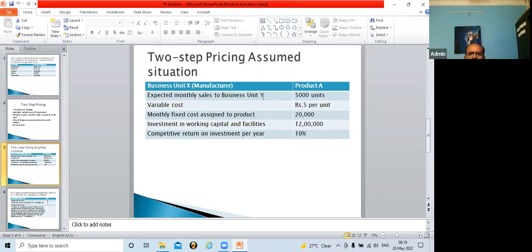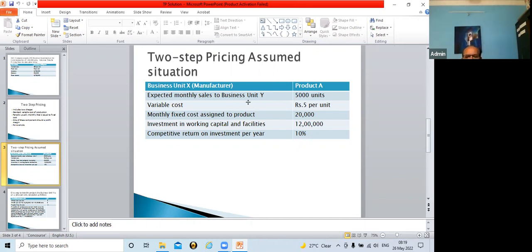So this company is having two units. Which are those two units? Unit X and unit Y. Unit X produces product A, and that product A is being sold to unit Y. And they expect monthly sales of 5,000 units. In the first line it is mentioned.